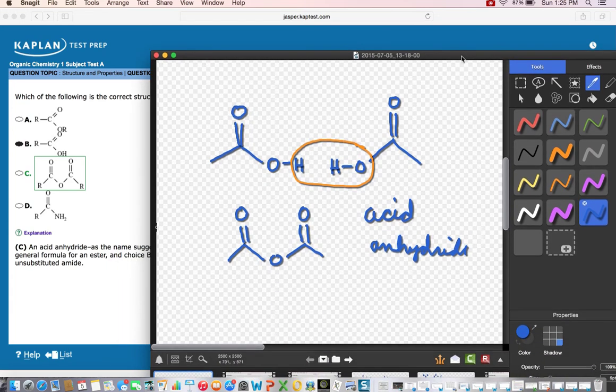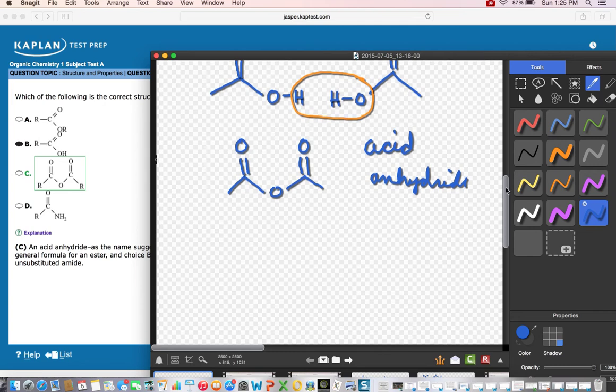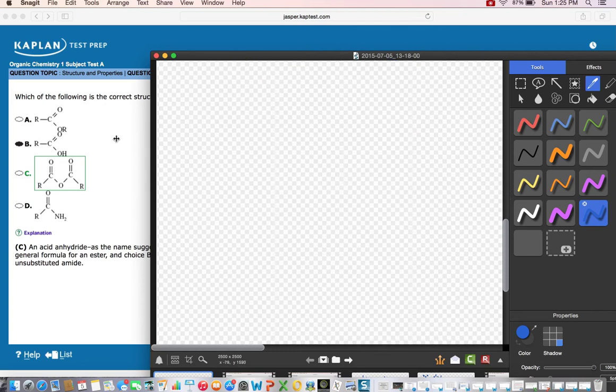So just so we can review functional groups, let's look at how we would name the functional group for A. A would be an ester. An ester will have an R group that's bonded to a carbonyl. So remember, that's a carbon-oxygen double bond. Then a carbon-oxygen single bond, and then an oxygen-R single bond. So that's an ester.